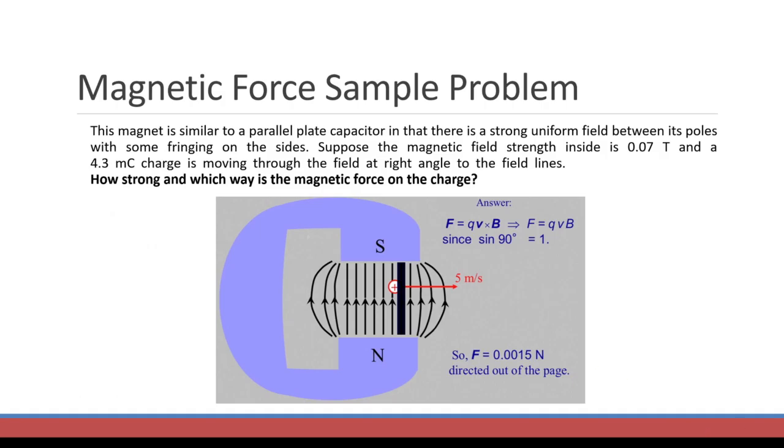So let's look at a problem. This magnet is similar to a parallel plate capacitor in that there is a strong uniform field between its poles with some fringing on the sides. Suppose the magnetic field strength inside is 0.07 Tesla and a 4.3 millicoulomb charge is moving through the field at a right angle to the field lines. How strong and which way is the magnetic force on the charge?